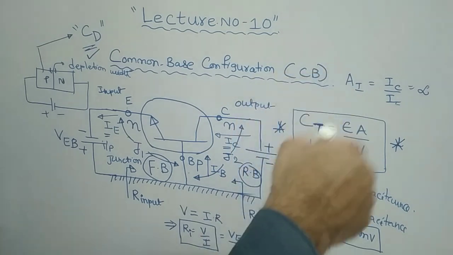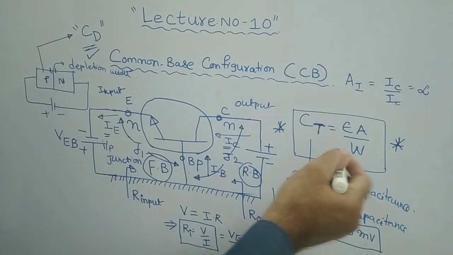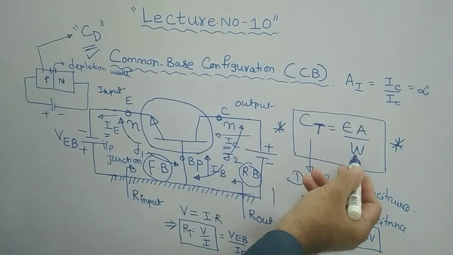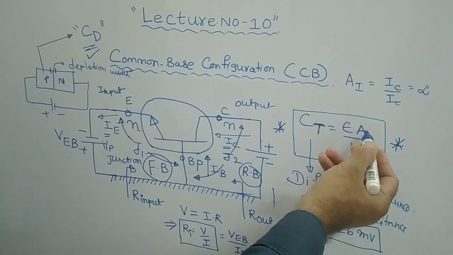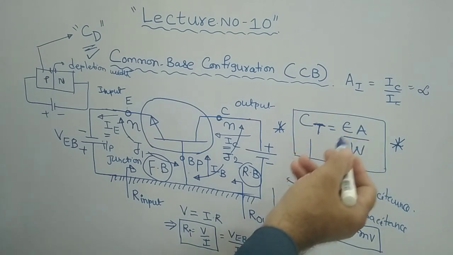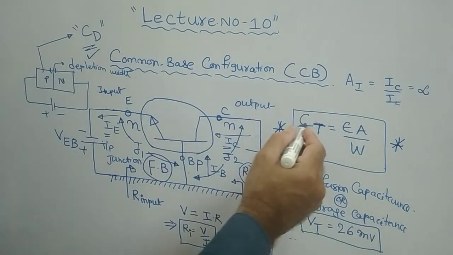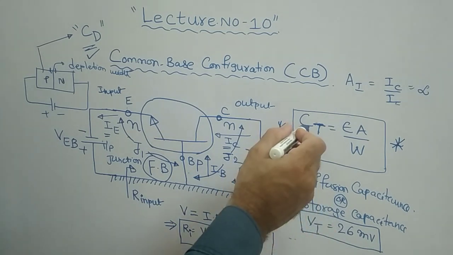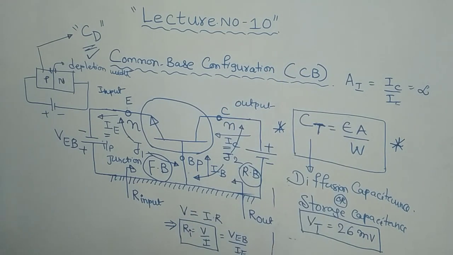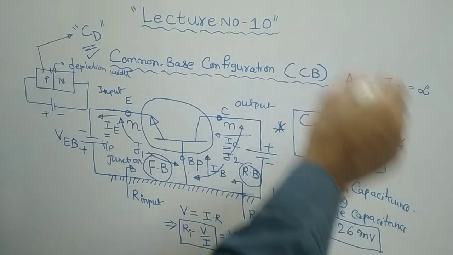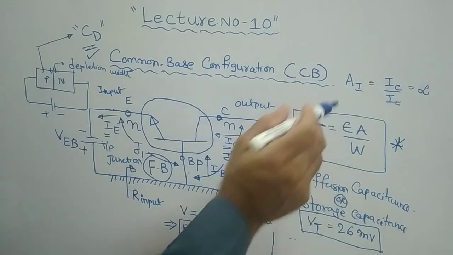A is the cross-sectional area of that junction depletion layer, and W is the width of the depletion layer. Epsilon is the permittivity of that material, of that medium. Clear? This is the transition capacitance, also called space charge capacitance, or depletion capacitance. So this is the expression for transition capacitance.